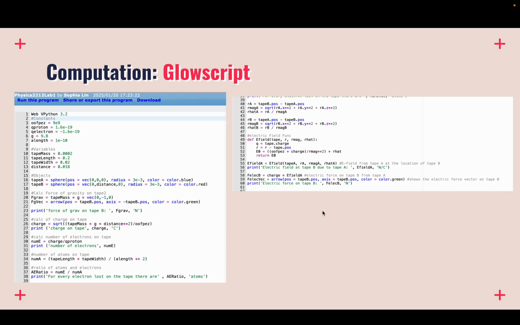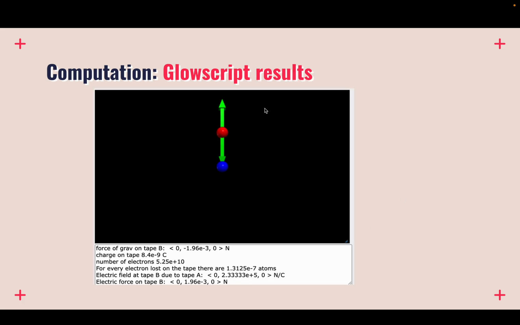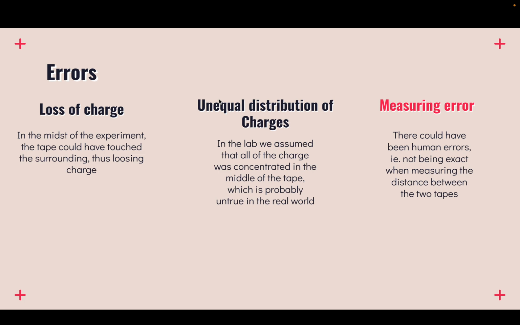And over here we have the electric field function, which gave us this. And you can see that our numbers were pretty similar to the GlowScript computation results. And you can see here we have the force of gravity as well as the electric force from tape A on tape B pointing up.